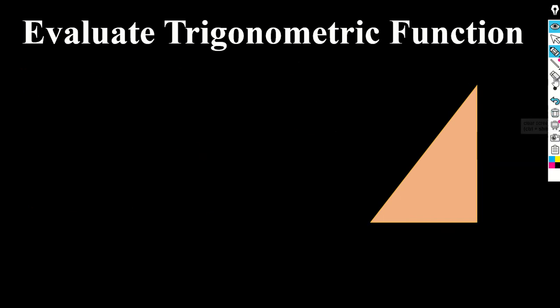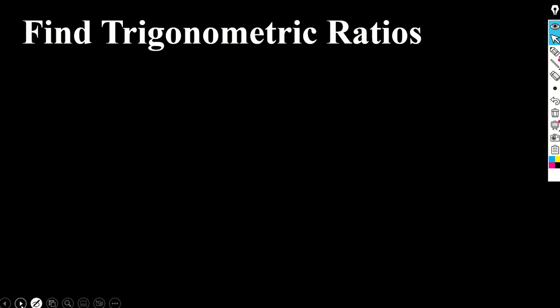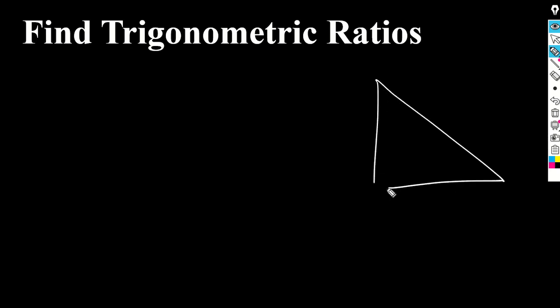Okay, so next we will find trigonometric ratios and values. Let's say we have a triangle PQR, so don't get confused, PQR. And let's say this side is x, this side is 5, and this side is 8.